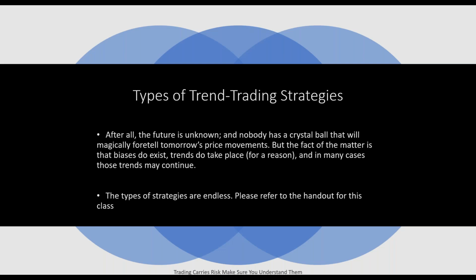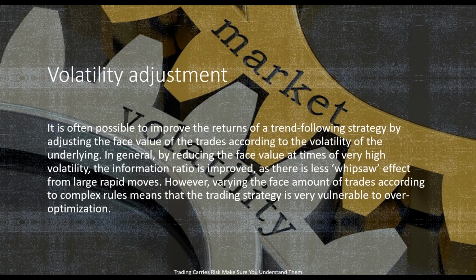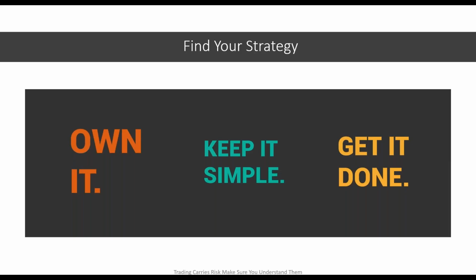After all, the future is unknown and nobody has a crystal ball that will magically foretell tomorrow's price movements. But the fact of the matter is that biases do exist. Trends do take place, and in many cases, those trends may continue. The types of strategies are endless. It is possible to improve the return on a trend trading strategy by adjusting the face value of the trades according to the volatility of the underlying asset. In general, by reducing the face value at times of high volatility, the information ratio is improved.